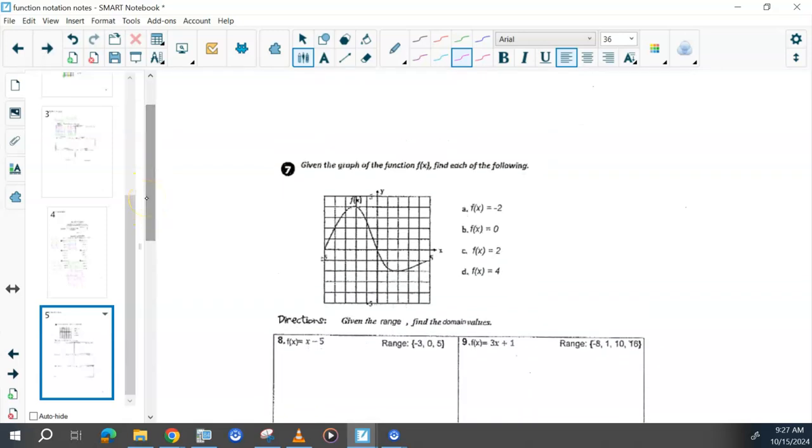So we're going to do the same thing with the graph that we did before, but now we're given y values and have to find the x value. So when f of x equals negative 2, what is your x value?